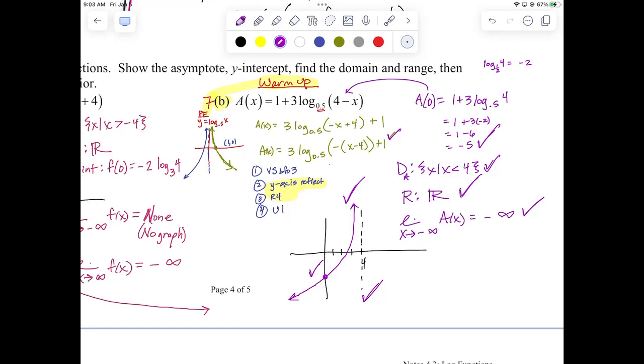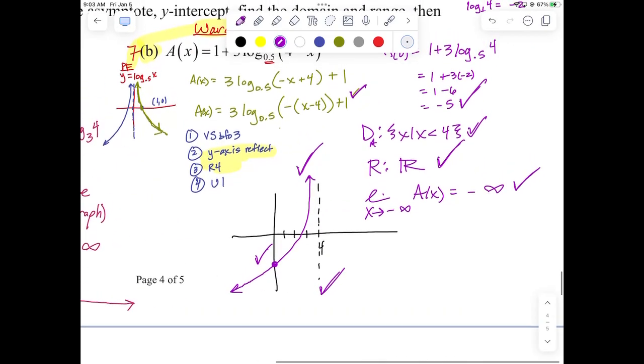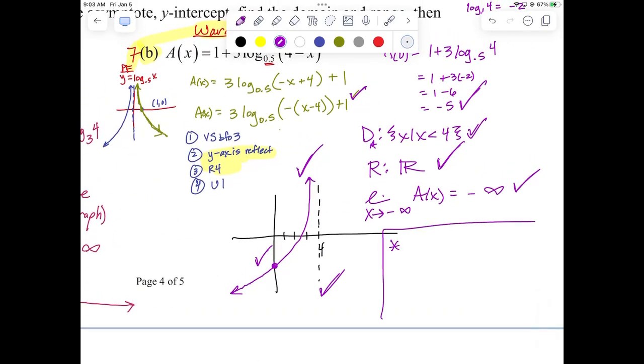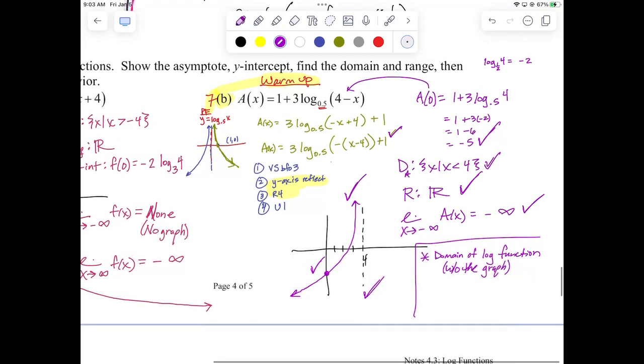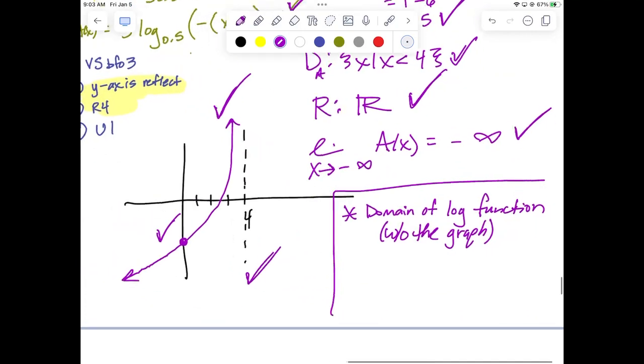Very, very important. Now, let me show you another way you can find the domain. This is very, very important right here. We'll put this in a little box. To find the domain of a log function without having to graph it. Without the graph. It was very helpful to have the graph here, but really it comes down to where the vertical asymptote moved and whether it lives to the left or right of it. All you got to do is this.